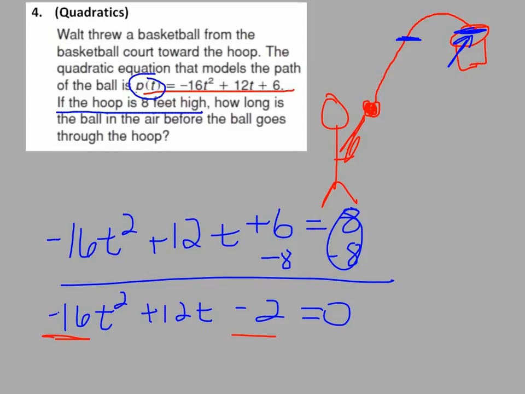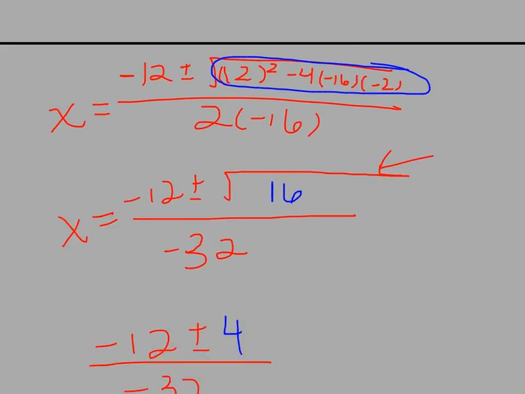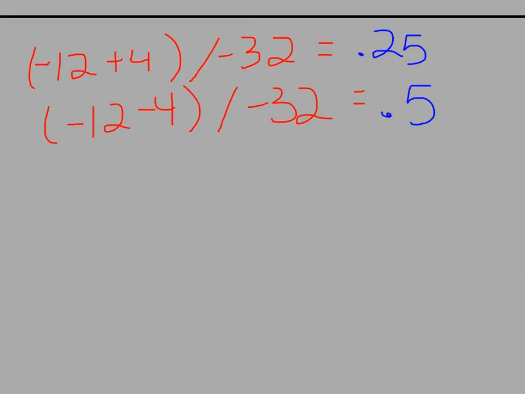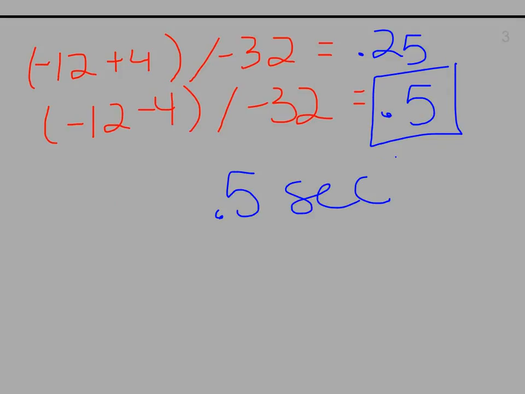So that means that the higher number, it's got to be a little bit longer in the air for it to hit the basket, or to be in the basket. So we know that the answer must be 0.5 seconds. There it is, half a second.